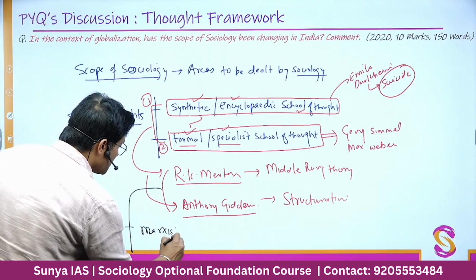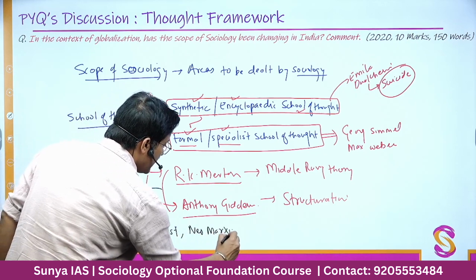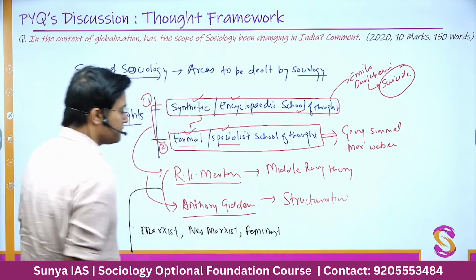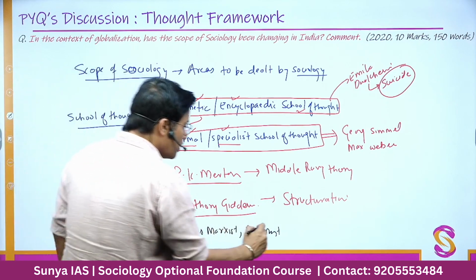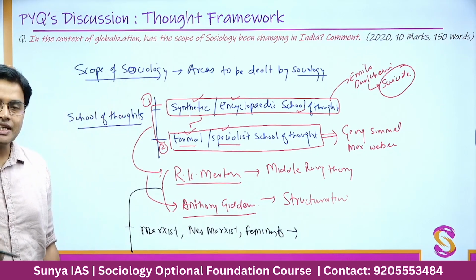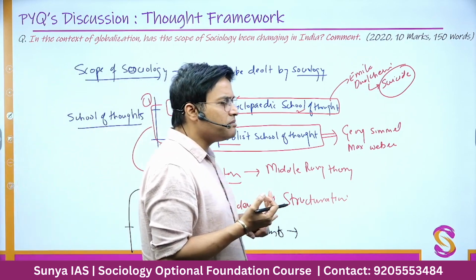Marxist, neo-Marxist, and even feminist perspectives. And more later-day developments, just like postmodernist thinkers, where you talk about Jacques Derrida, Alan Bremen, Jean Baudrillard, Michel Foucault.